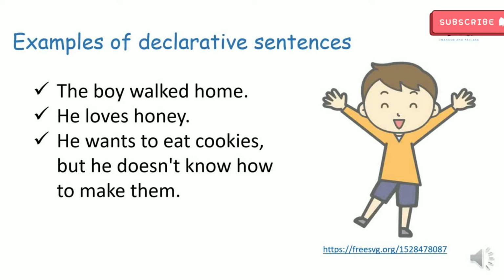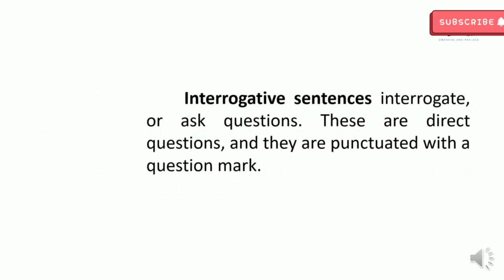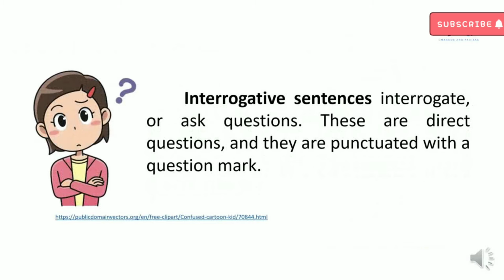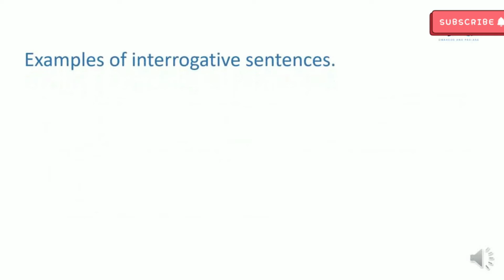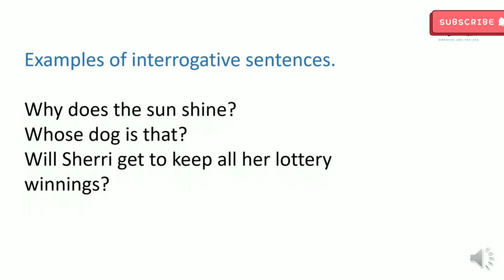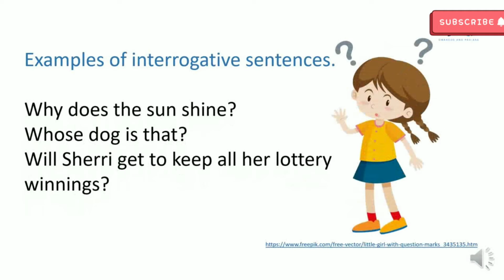Interrogative sentences interrogate or ask questions. These are direct questions, and they are punctuated with a question mark. Here are some examples of interrogative sentences. Why does the sun shine? Whose dog is that? Will Sherry get to keep all her lottery winnings?